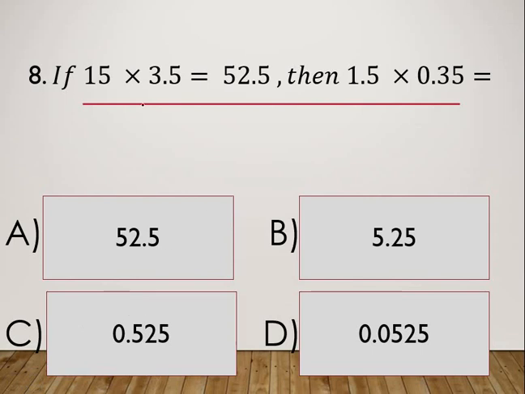All right, so let's look at this one. 15 times 3.5 equals 52.5. Then 1.5 times 0.35 is equal to what? We'll work this out in the next video.